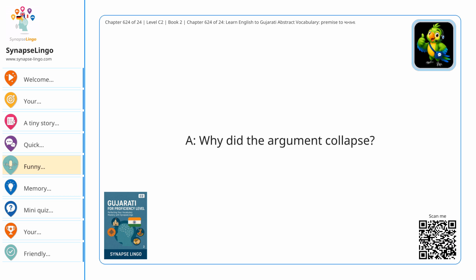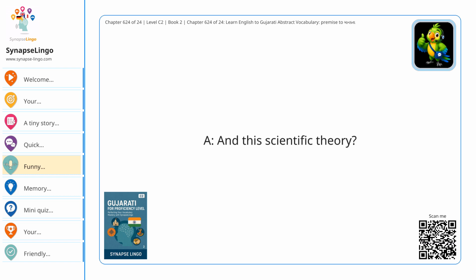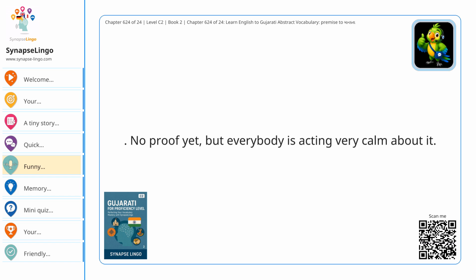A. Why did the argument collapse? B. Because the पूर्वधारणा was weak. It was basically standing on one emotional potato. A. And this scientific theory? B. It begins with a पूर्वधारणा postulate. First assumption, then testing. A. What about this statement everyone accepts? B. That is स्वयंसिद्ध सत्य no proof yet, but everybody is acting very calm about it.